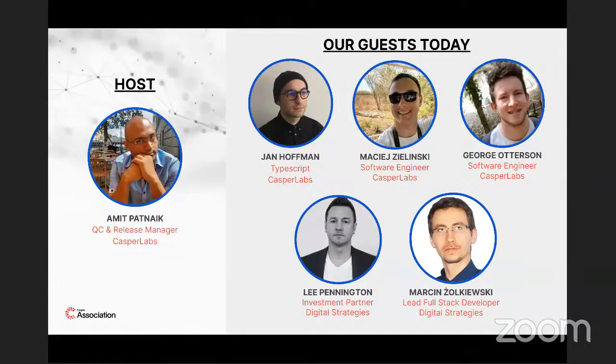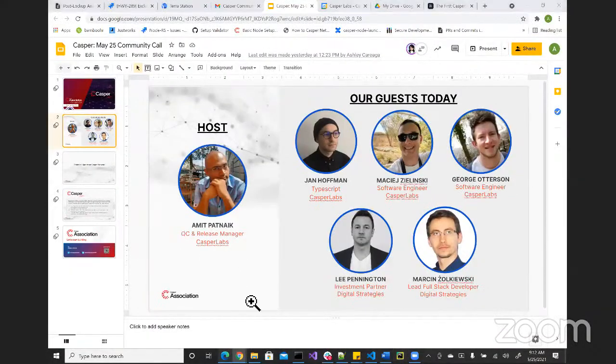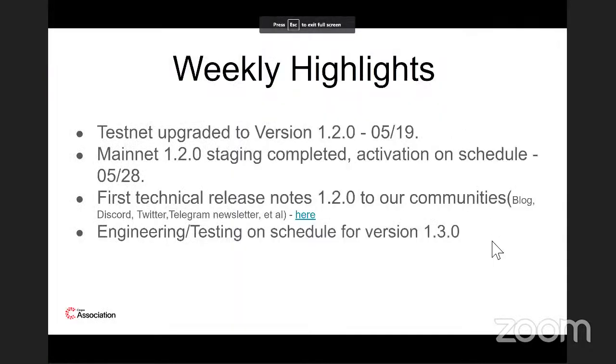All right. Okay, so I think I'm going to move over to the technical updates. All right, so before I go into the details, the weekly highlights for this week: our testnet was upgraded to version 1.2.0 very successfully on the 19th. And the mainnet 1.2.0 is on schedule, and the staging has completed, and the activation is on the 28th of May. So call to all the validators to take note of this.